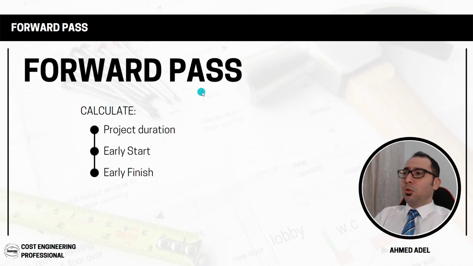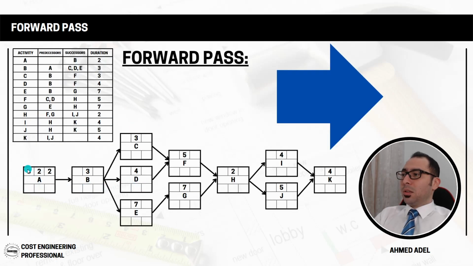Now, I need to do something that is called the forward pass. From the forward pass, I'm going to calculate the project duration, and the early start and early finish for each of these activities. So let's start now. I'll start here from 0. Actually, you can also start with 1, but I'll have a special video talking about the difference between starting the project with 0 or starting with 1. So for the purpose of this example, we are going to be starting with 0.